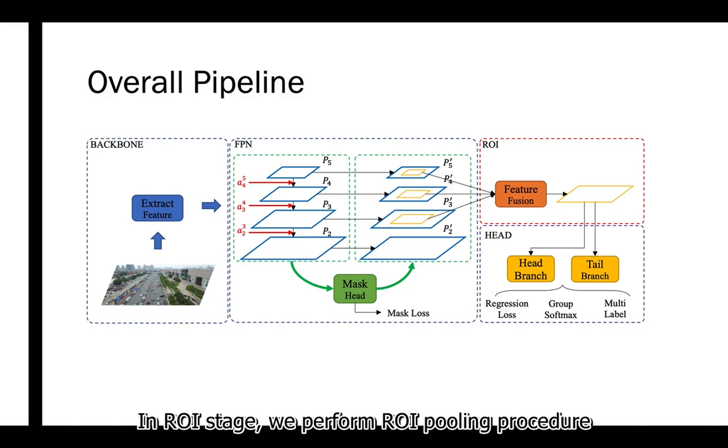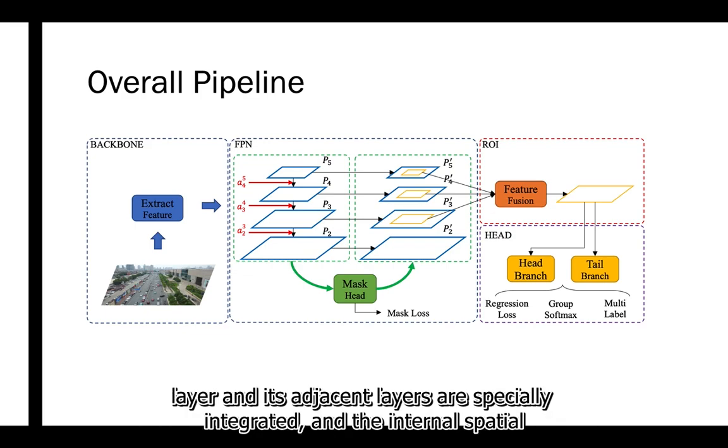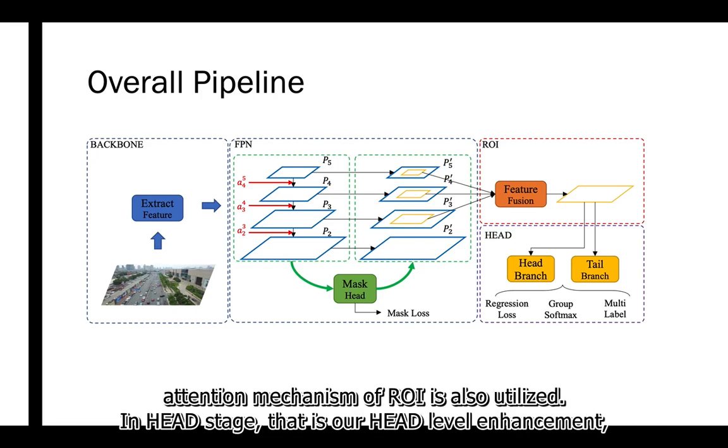In ROI stage, we perform ROI pooling procedure based on feature maps that fused in the previous stage. For ROI pooling, the features of the current ROI layer and its adjacent layer are specially integrated, and the internal spatial attention mechanism of ROI is also utilized.